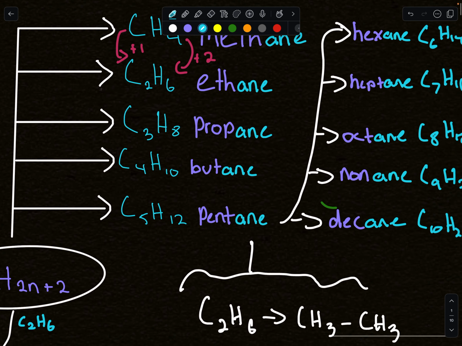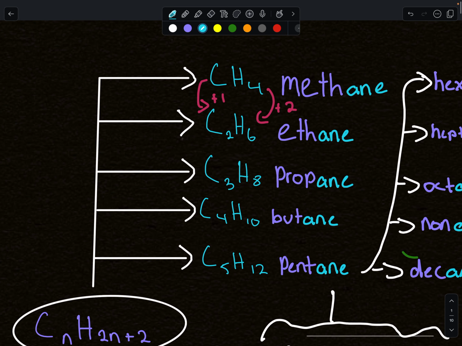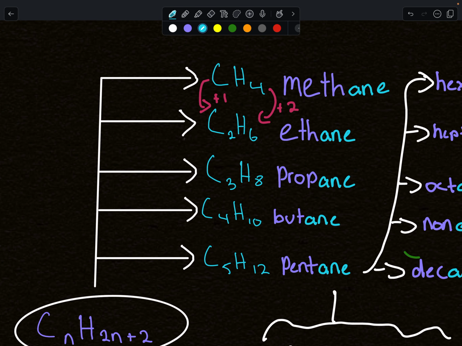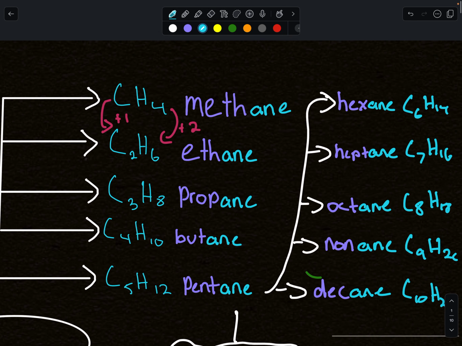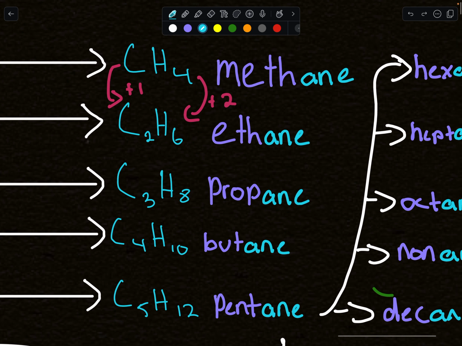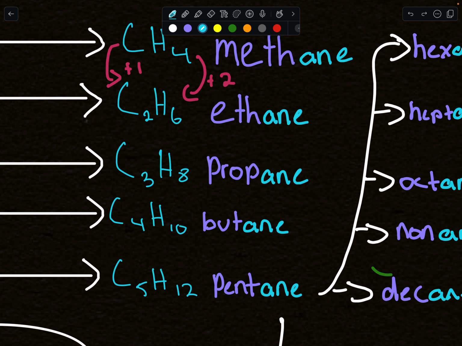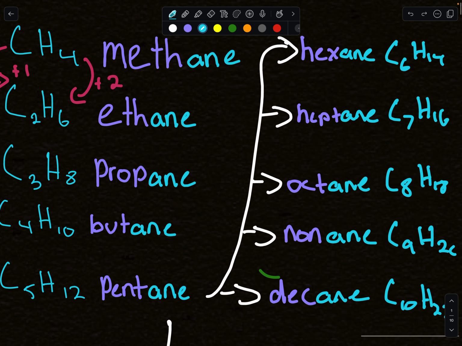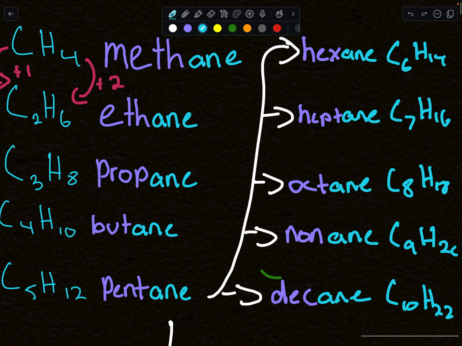Now, this actually details it a bit more. These are all the prefixes you need to know. Methane, ethane, propane, butane, pentane. So these endings signify that it's an alkane, but the prefix signifies how many carbons there are. Meth for 1, eth for 2, prop for 3, but for 4, pent for 5. Then hex 6, hept 7, oct 8, non 9, and dec 10.